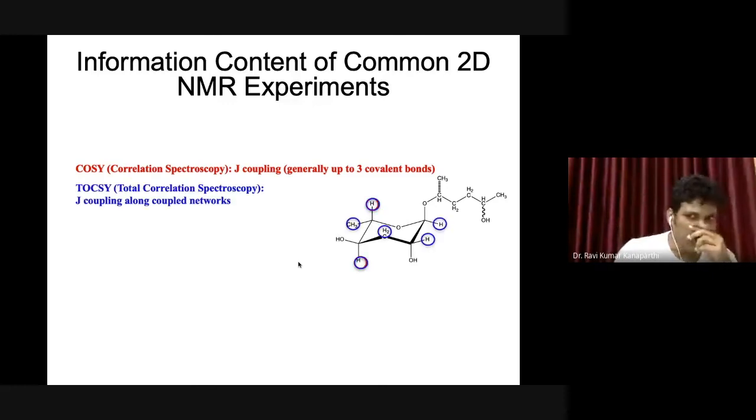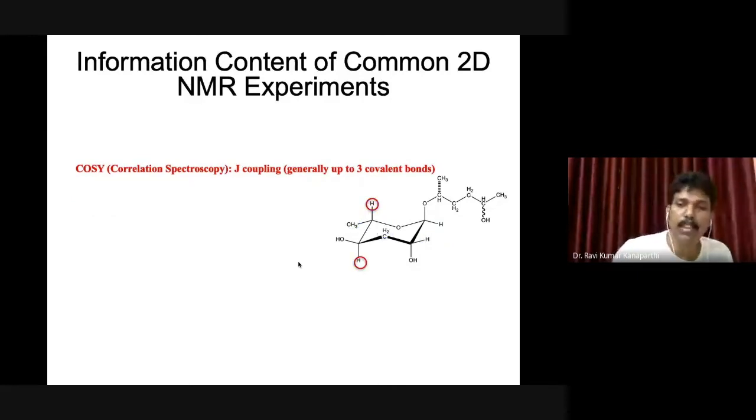Then total correlation. What do you mean? This is called TOCSY. There are a few abbreviations here. TOCSY, total correlation spectroscopy. Now, what I'm saying is, you see the protons in the six-membered ring, how each proton is connected with each other. That correlation, if anybody wants to find out, is possible by recording the two-dimensional spectrum. So that we call the total correlation.